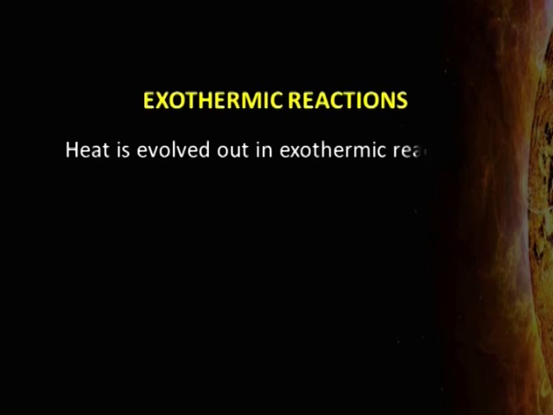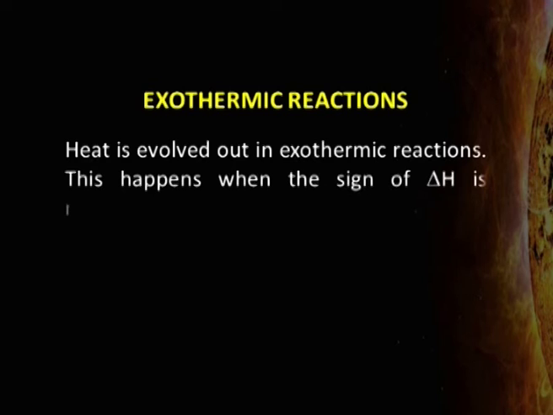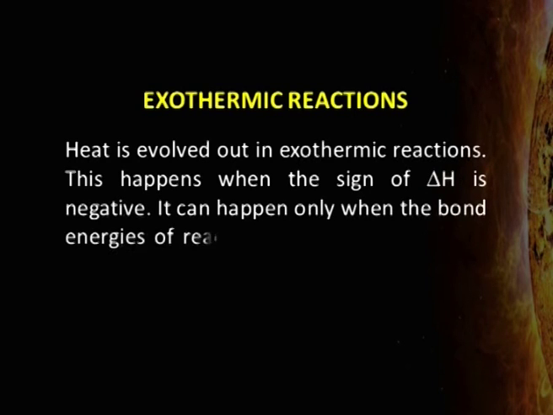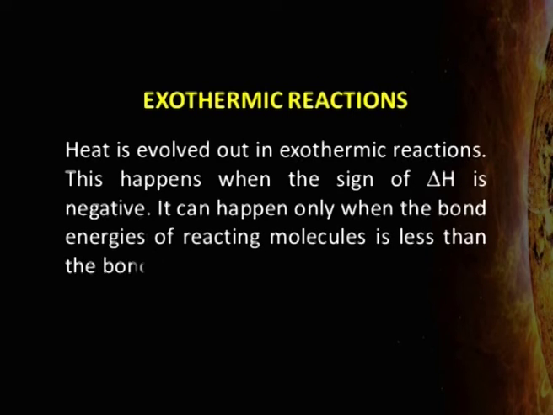There are two types of thermochemical reactions based on energies. These are exothermic chemical reactions and endothermic chemical reactions. First, we are going to discuss exothermic reactions. Heat is evolved in exothermic reactions. This happens when the sign of delta H is negative. It can happen only when the bond energies of reactant molecules are less than the bond energies of product molecules.